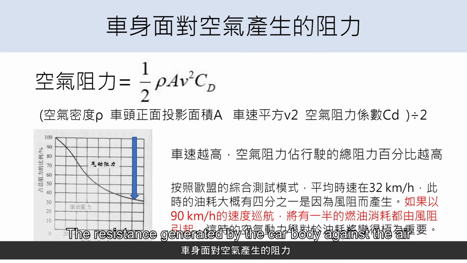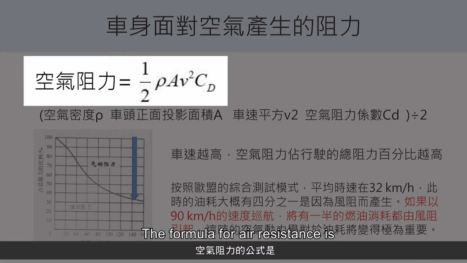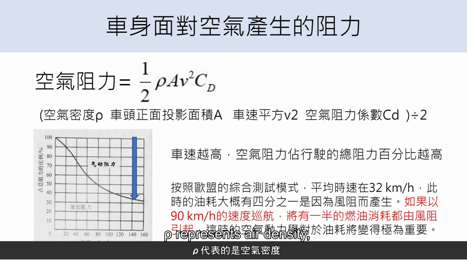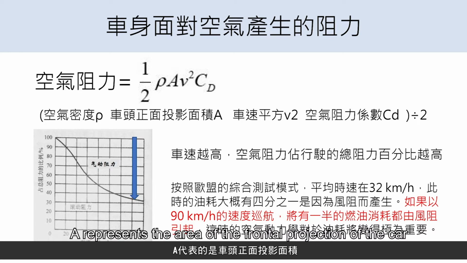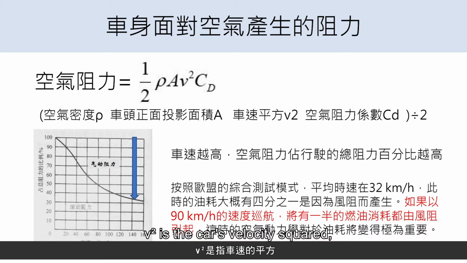The resistance generated by the car body against the air. The formula for air resistance is ρ times A times V squared times CD divided by 2. Ρ represents air density, A represents the area of the frontal projection of the car. V squared is the car's velocity squared, and the air resistance coefficient is CD. The product of these values then divided by 2 is the influence of the air resistance on the vehicle.